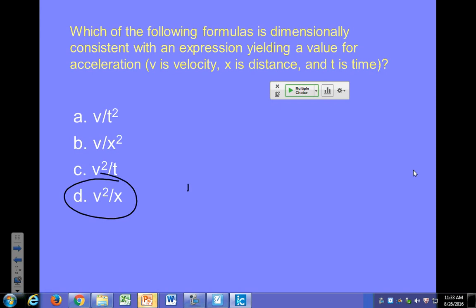V squared over x. That's meters per second, but it's squared. And because it's squared, we square both of them. Divided by meters. Or meters squared per second squared. 1 over meters. This cancels with that and leaves me with meters per second squared. You can try those others on your own if you want to see what their units are, but they're not the same as acceleration.